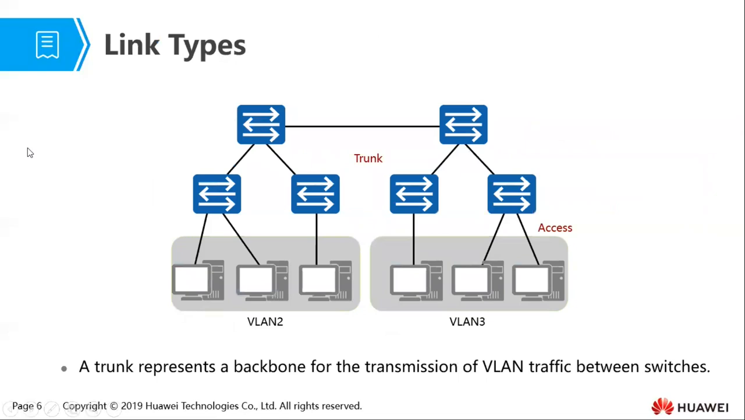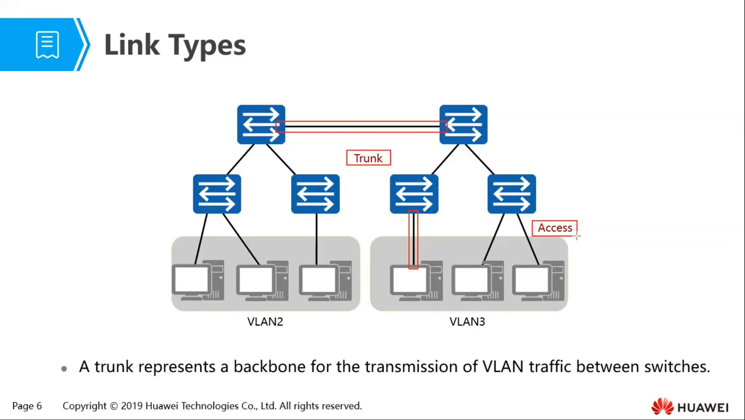So let's look at the link types. We have two link types. The first one is a link that interconnects switches. A link that is interconnecting switches is referred to as a trunk link. Then we have links that interconnect a switch and an end device, like this one here. These links that interconnect a switch to an end device are called access links.